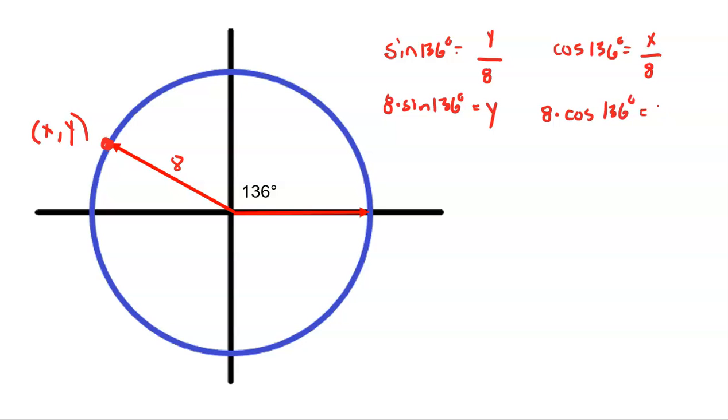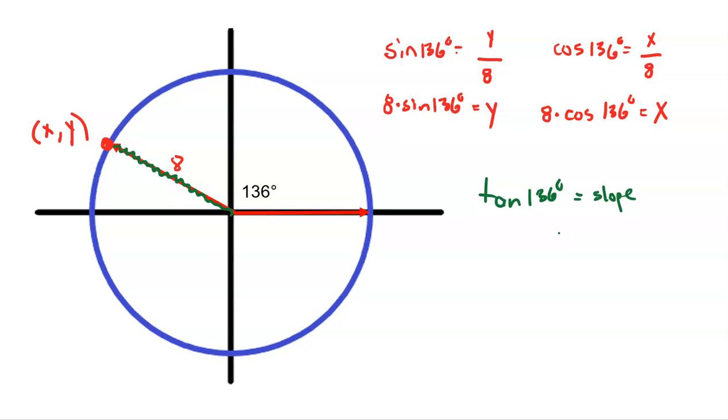So those are the exact values of my x and my y coordinate. And the only other value that is not the x or the y is tangent. Tangent is the slope. So what's the slope of this terminal ray right here? Well, tangent of 136 degrees is that slope. So what is the exact value of the slope of that ray?